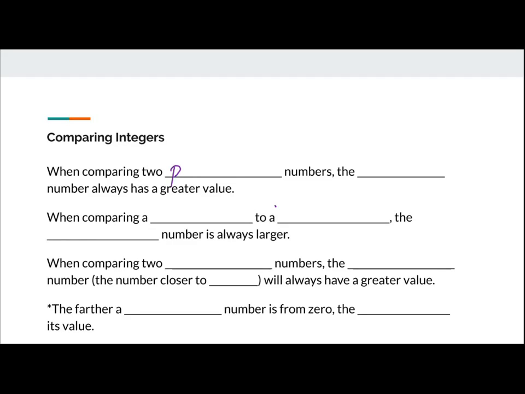When you are comparing two positive numbers, this is just like what you have been doing your entire life in math. The larger number always has the greater value. That's easy. You guys got that? You've practiced that for a long time. When you are comparing a positive number to a negative number, the positive is always going to be larger. And that's because it's on the right of the number line, right? So it's on that right side where things are getting bigger.